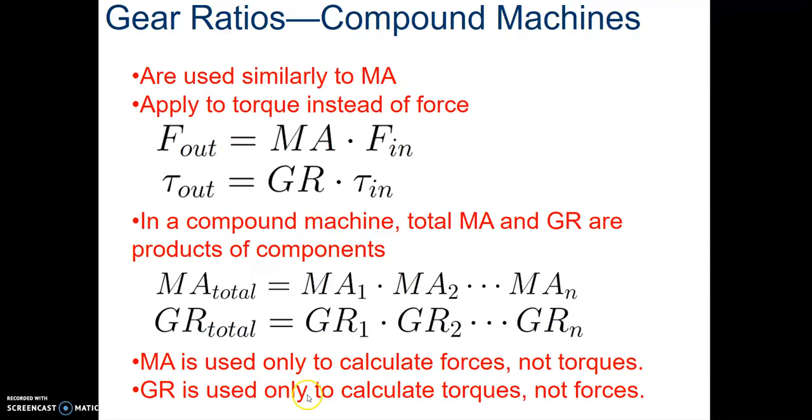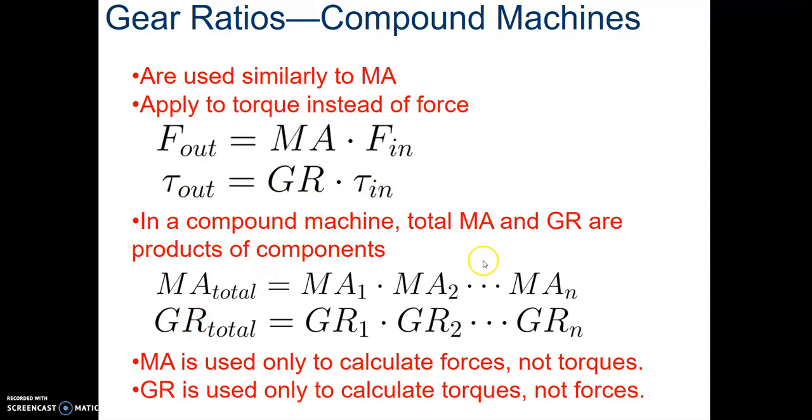So we're going to look at some compound machines, gear ratios. What are we looking for? For mechanical advantage, we apply torque and force. So the force out over force in is mechanical advantage. Your torque out over torque in is your gear ratio.